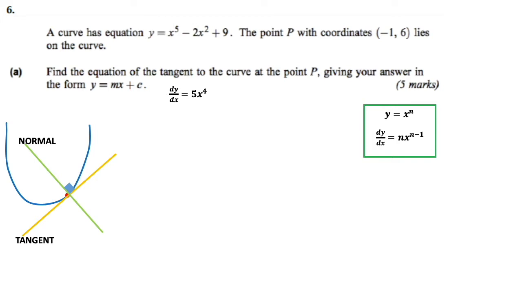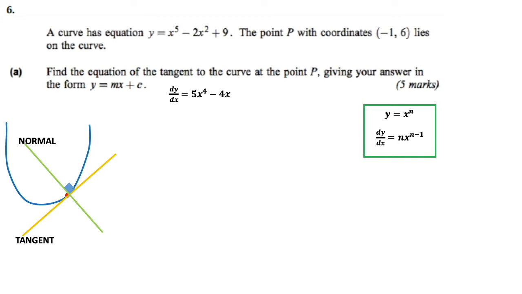If we differentiate that, the 2 would come to the front, which would make it minus 4x, and 1 less than 2 would be 1. So we write down minus 4x. Then the differentiation of plus 9 is 0. The differentiation of any constant is always 0. So the differentiation is 5x to the power of 4 minus 4x. This therefore is a formula for the gradient of the tangent at any point.